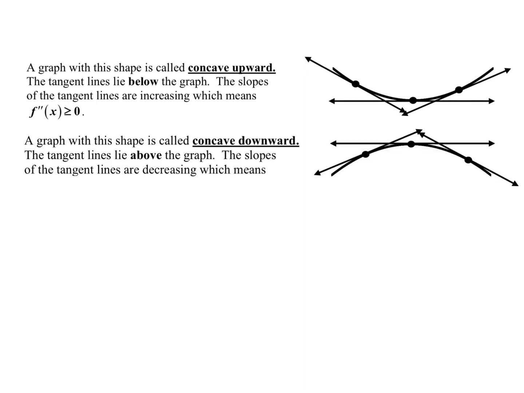So in this case, the tangent lines lie above the curve, and the slopes are decreasing. So again, notice here, the slope is positive, but it is becoming less and less positive as we approach this 0, and then it becomes negative and becomes more and more negative as we move along the curve. And so conversely, the second derivative is negative or 0, non-positive.